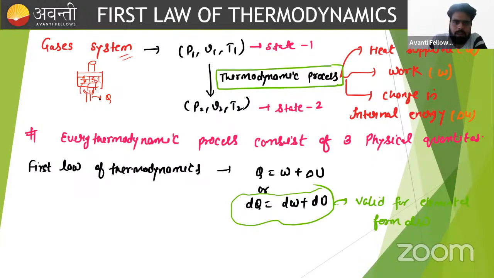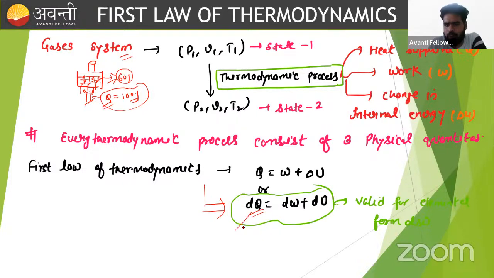Suppose that in the cylinder we can supply 100 joule of energy in the form of heat, and it absorbs some energy in the form of internal energy, say 60 joule. Then what is the work performed by gas? You can say total heat supplied to the cylinder is 100 joule, 60 joule increases the internal energy of gas, and the remaining 40 joule is the work performed by the gas. This is the basic mathematical form of the first law of thermodynamics. Heat supplied must be equal to internal energy change plus work done by the gas.